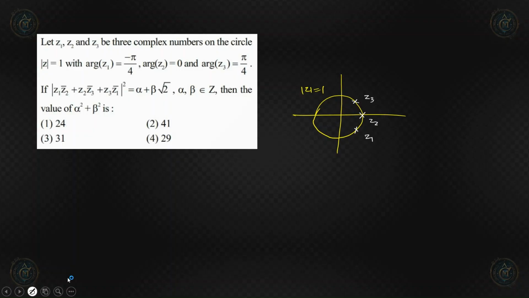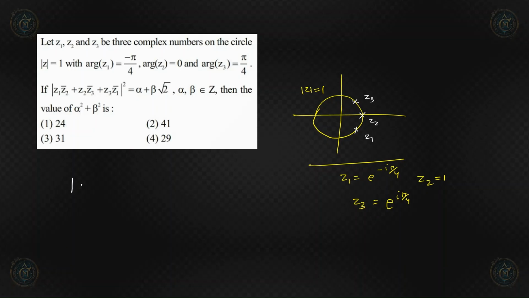So we can write this as z1 equal to 1 times e to the power iota minus pi by 4, that means e to the power minus iota pi by 4. z2 is basically 1, right? Because this point is 1 comma 0, and z3 is basically e to the power iota pi by 4. That means we can easily calculate this mod here.